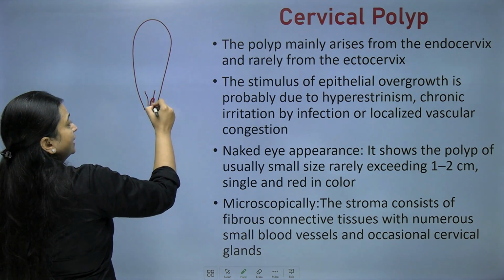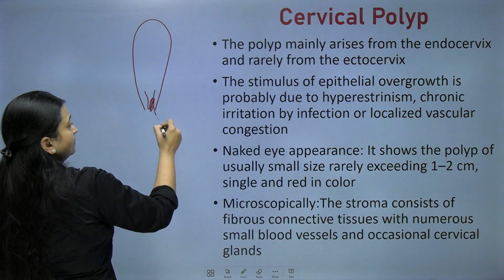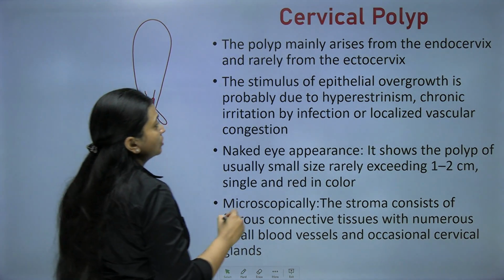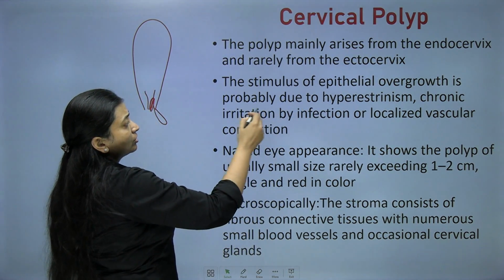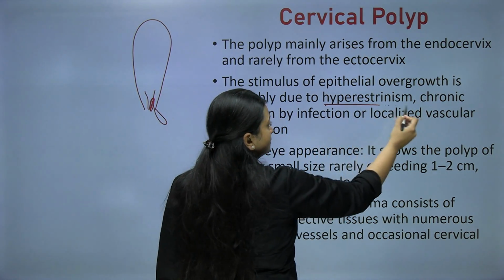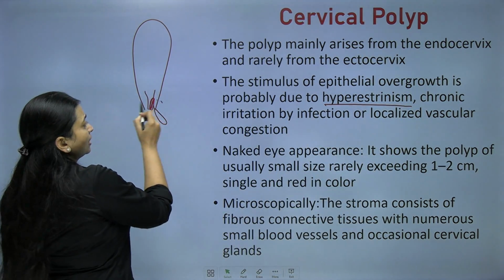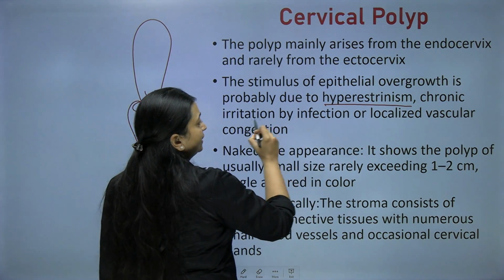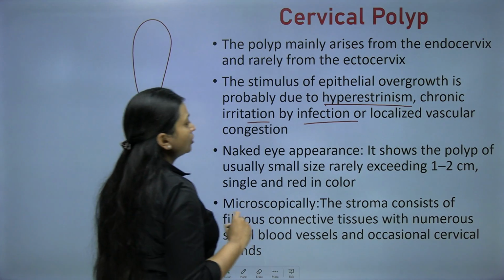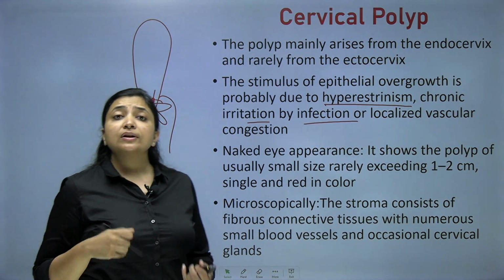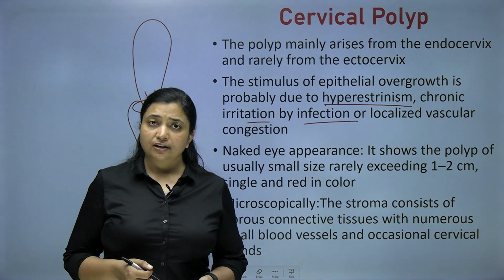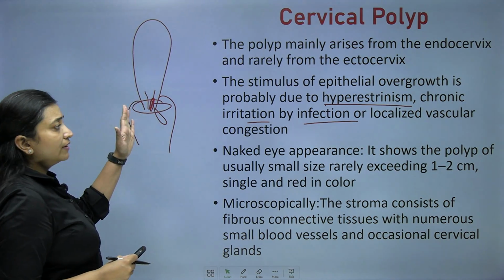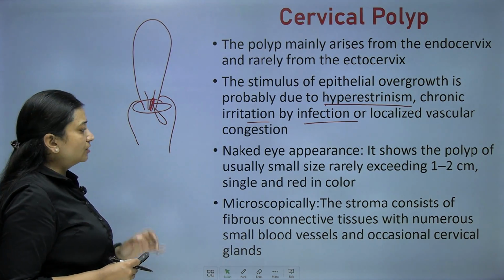Mostly it arises from the endocervical glands, but sometimes it may arise from the ectocervix also. The stimulus of epithelial overgrowth is probably due to hyperestrogenism, or, because we are talking about the cervix, it is exposed to the vagina, so chronic irritation by infection or localized vascular congestion. Chronic cervicitis may lead to ectocervical polyps, and in cases of endocervical polyps, hyperestrogenism is the main cause.